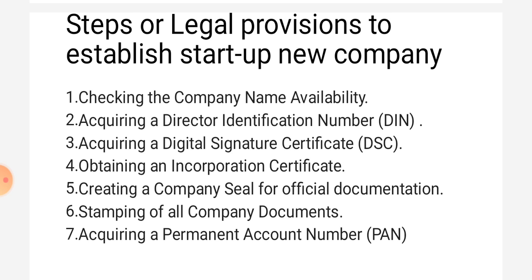The number one step is checking the company name availability. Before we start a company, it is very important to select a name. After selecting the name, we have to check whether the name is available or not, because the same name should not exist. If there is an XYZ company, you or I can't keep the same name XYZ company. That is not allowed. So first, keep the name and check whether it is available.